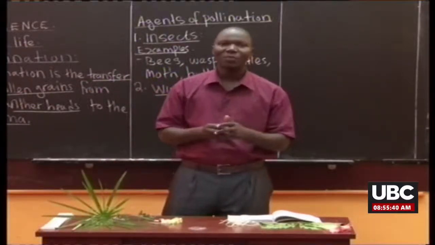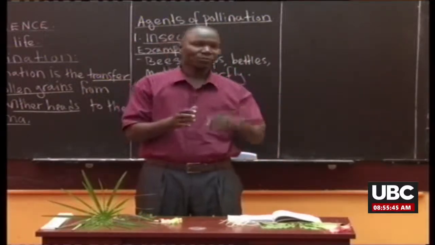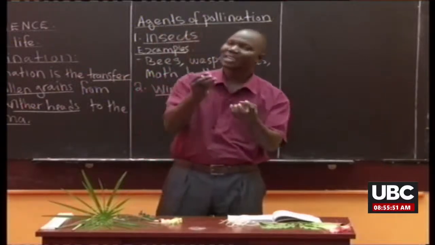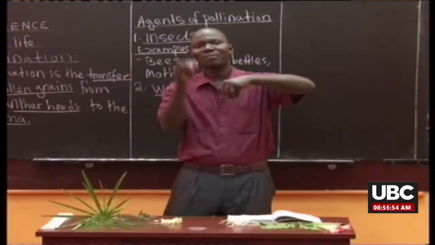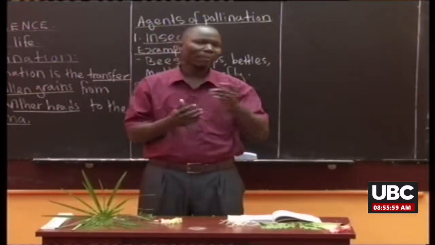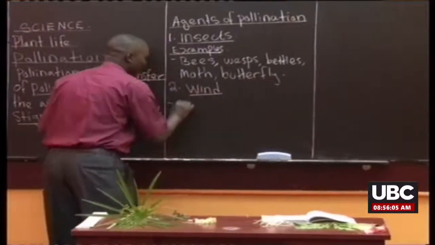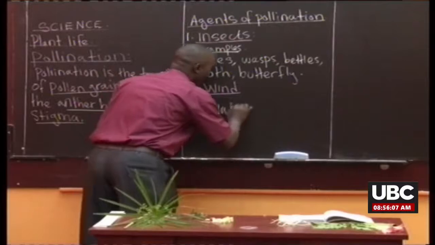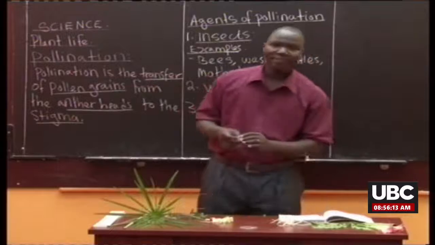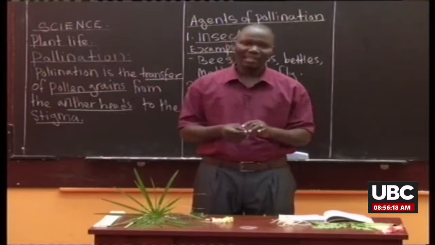Children, after looking at wind, we go to water plants. Have you ever gone to a swamp? With those plants, water helps to transfer the pollen from the anther to the stigma. As water flows around those water plants, it will help to carry the pollen. So our number three is water. Water is yet another very good example of agents of pollination.